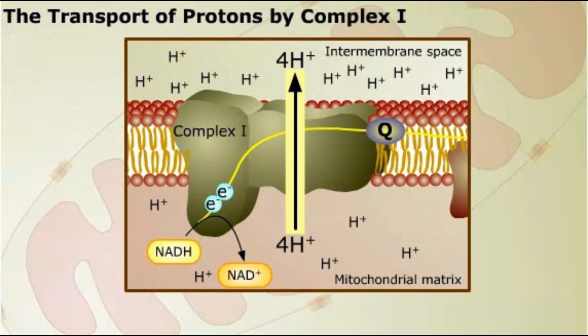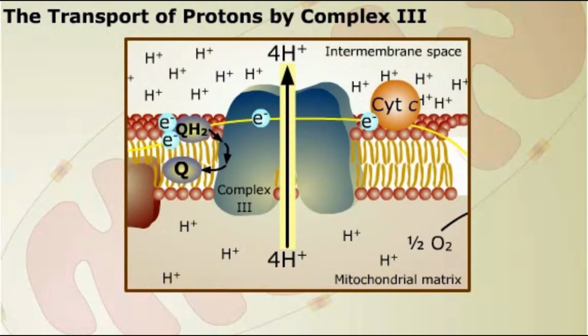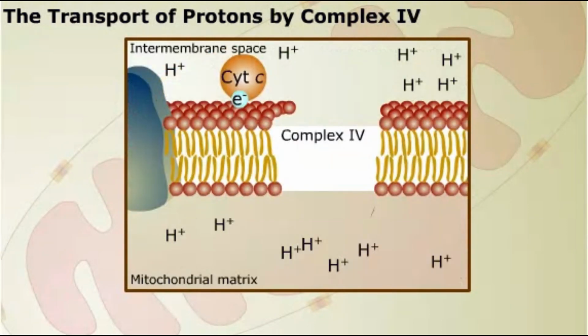As the two electrons from NADH are transferred through complex 1, 4 protons are moved out of the matrix. 4 more protons are transported out of the matrix as 2 electrons are transferred from coenzyme Q to cytochrome C through complex 3. This mechanism is known as the Q cycle. The electrons are transferred from coenzyme Q to cytochrome C molecules. Cytochrome C delivers the electrons to complex 4.